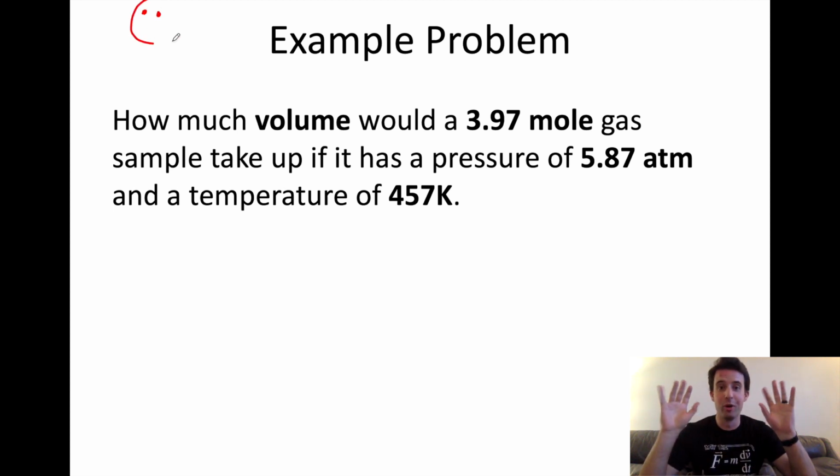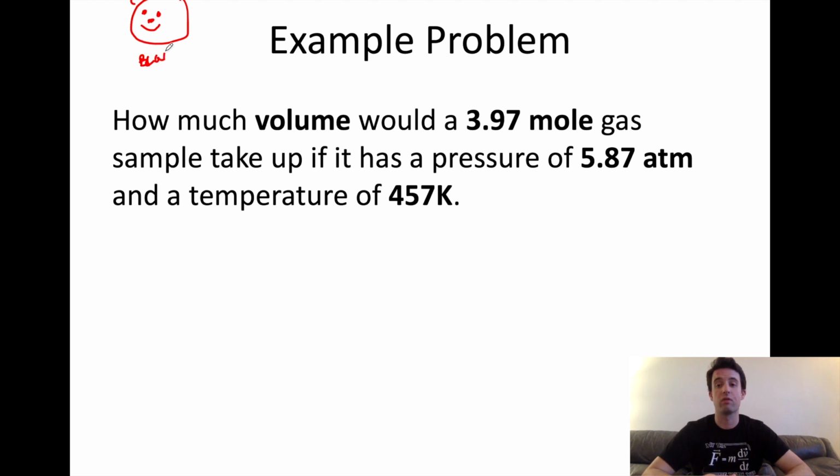But I'm going to do it with no hands. Okay, hopefully you pause the video if you need more time. Otherwise, I'm going to dive into it. How much volume would a 3.97 mole gas sample take up if it has a pressure of 5.87 atm and a temperature of 457 Kelvin?